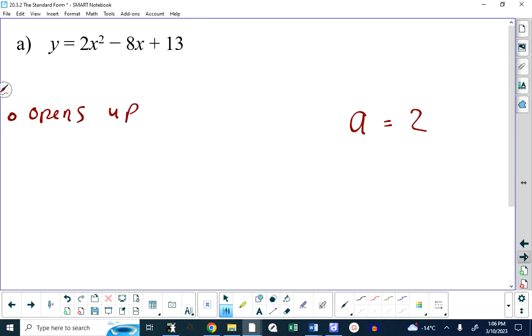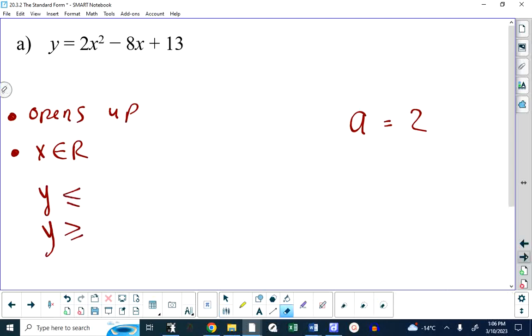We know that all quadratic functions have a domain of x is any real number and a range of y is either greater than or equal to something or less than or equal to something, right? I'm going to write both of these down, and don't write both of them down. I'm going to tell you it's going to be one of these two situations. We don't know the number yet.